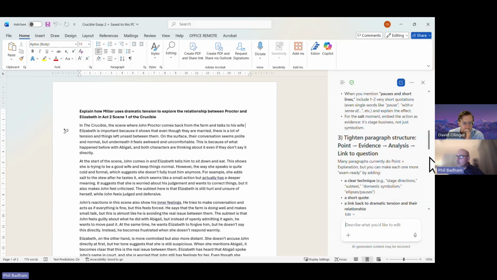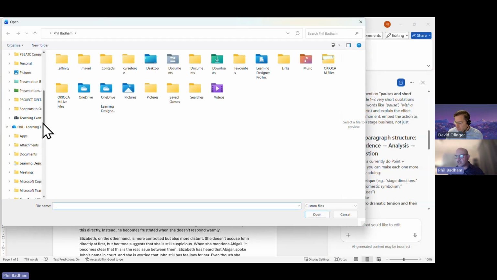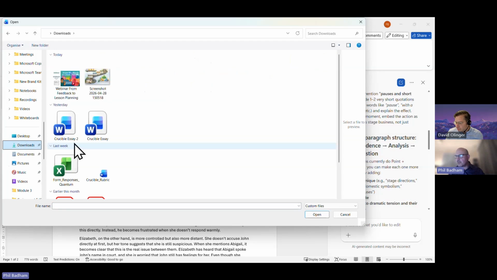But what if the pupil thinks, well, this is all very good feedback and I can make changes to my essay because of it, but what if it's not what the teacher wants? What if it doesn't fit the rubric that I was given before? Well, what we can actually do is bring in the rubric which the teacher asked for. So let's just find that rubric.